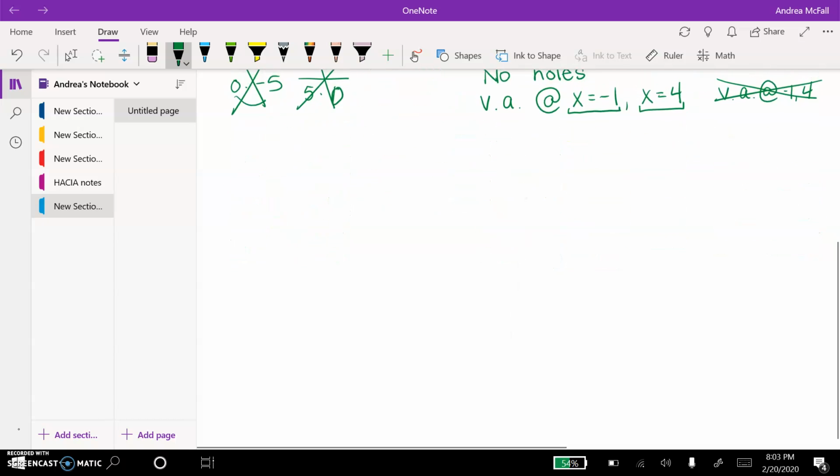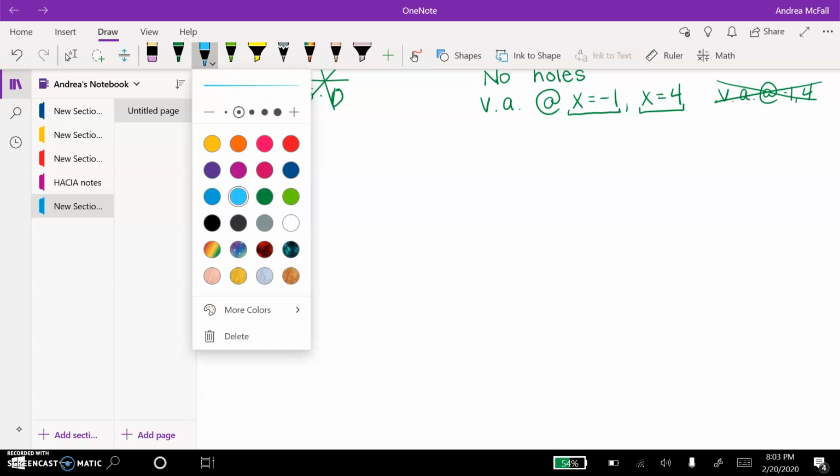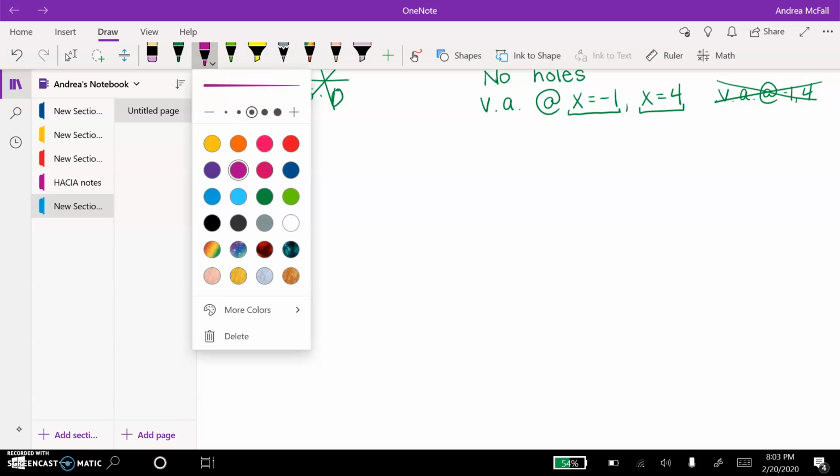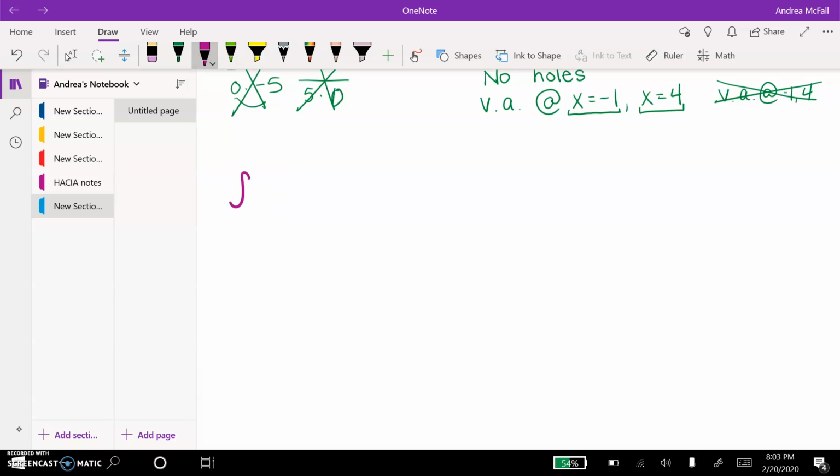Let's look at another example. Go with some fuchsia power. So if I had something like this, give me a second to do some quick math.